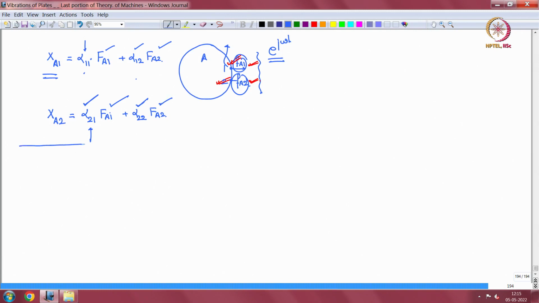Then XB1 is equal to beta 11 FB1 plus beta 12 FB2, the same logic, and XB2 is beta 21 FB1 plus beta 22 FB2.